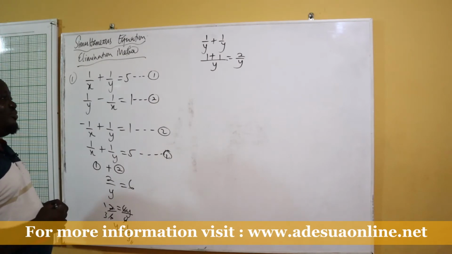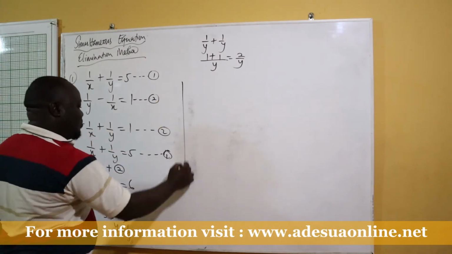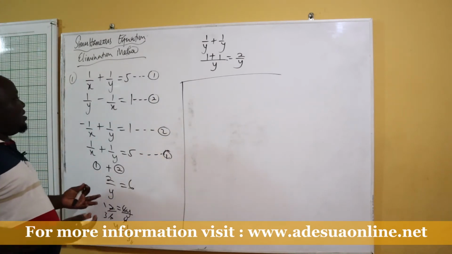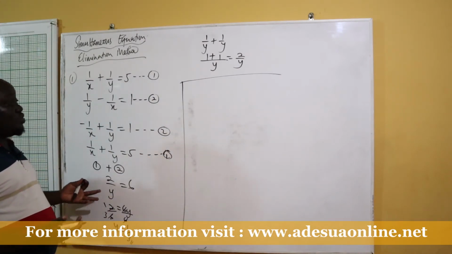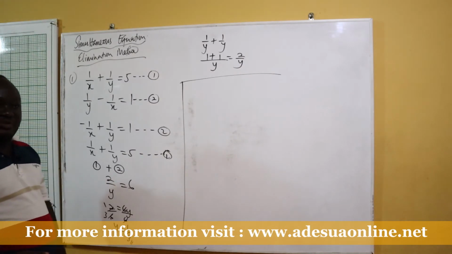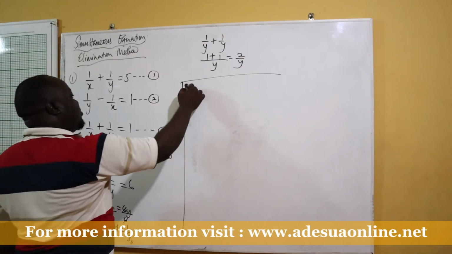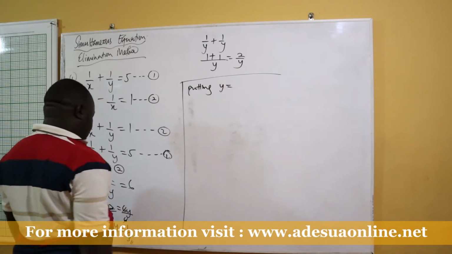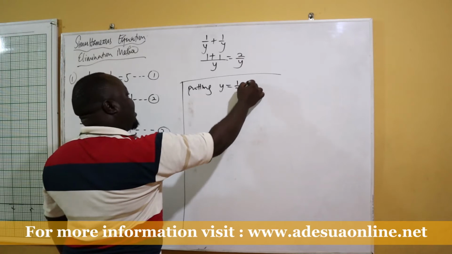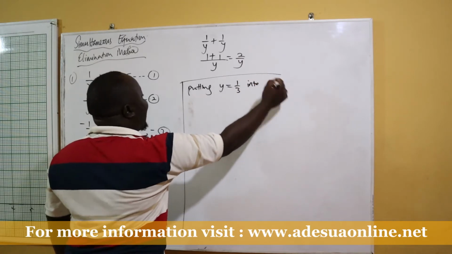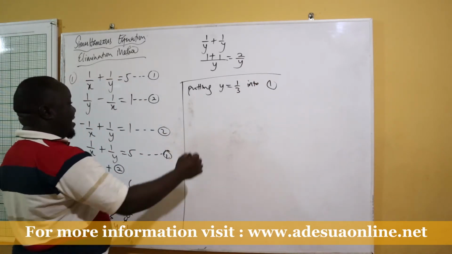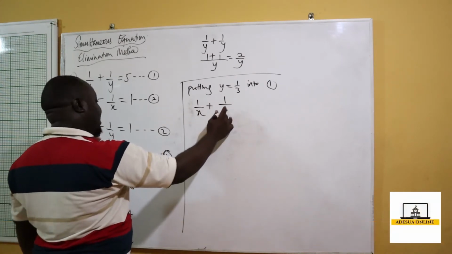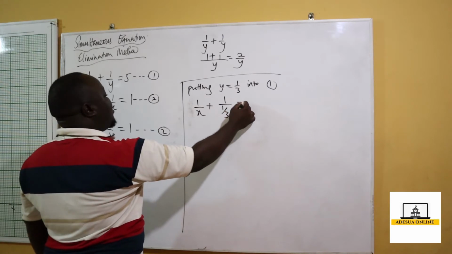Now since we have been able to find the value of y, we can put y equals 1 over 3 into equation 1 or 2 to get the corresponding value of x. So, putting y equals 1 over 3 into equation, let's say 1, we have 1 over x plus 1 over y. Our y is 1 over 3, is equal to 5.